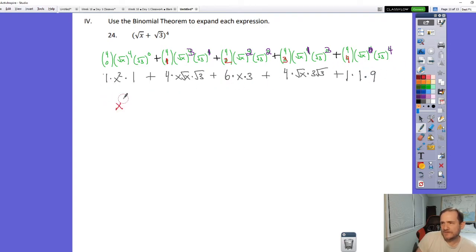We're looking at an x squared plus 4x times a root 3x, then a 18x, then a 12 root 3x, and then a 9.